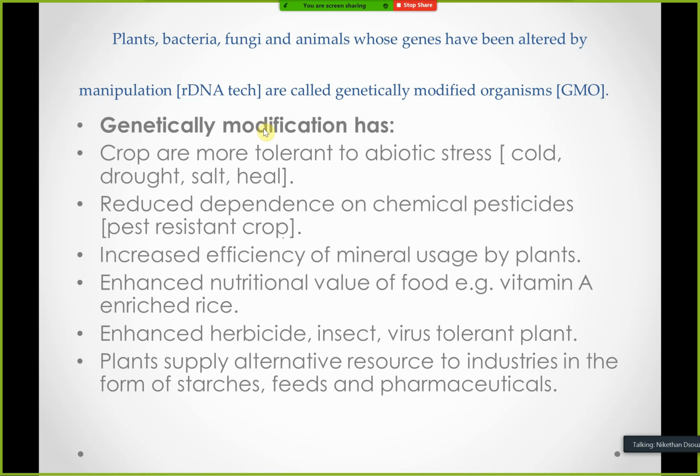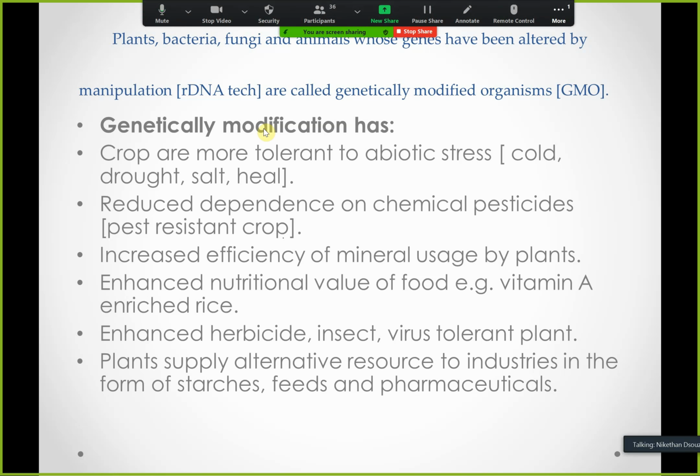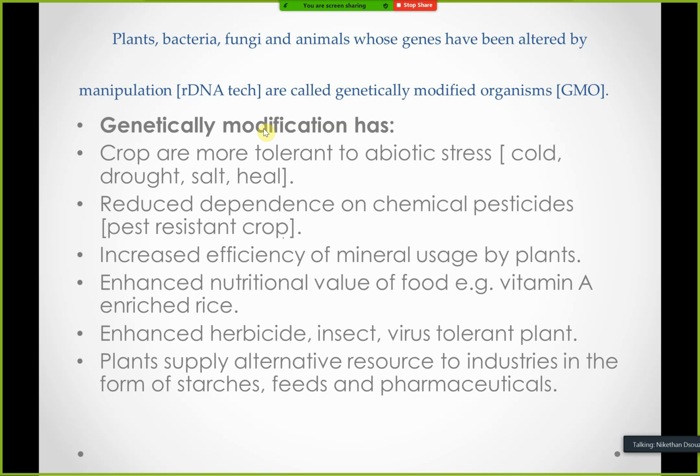Why do we have to use genetically modified crops? Because some of the crops are not able to tolerate environmental stress like cold, drought, salt, and heat. These are conditions the farmer faces on a day-to-day basis. The crop may get a small amount of water, it has to sustain high salty conditions, drought, and cold. So the genetically modified plant can overcome this abiotic stress.